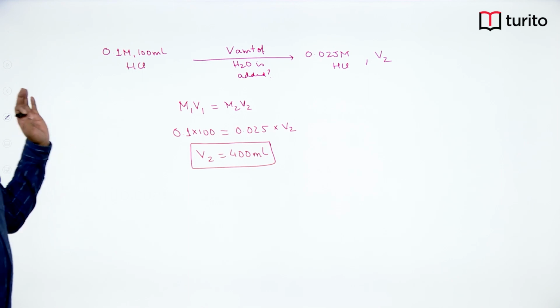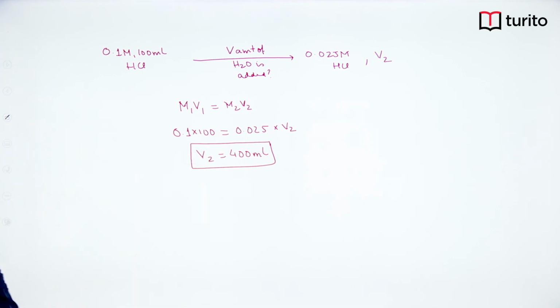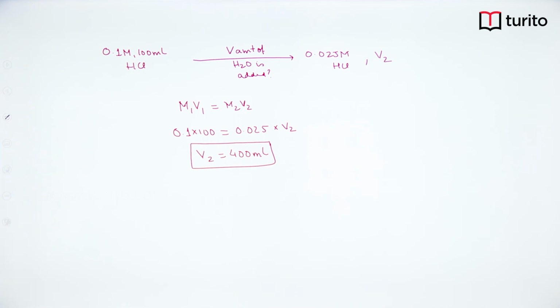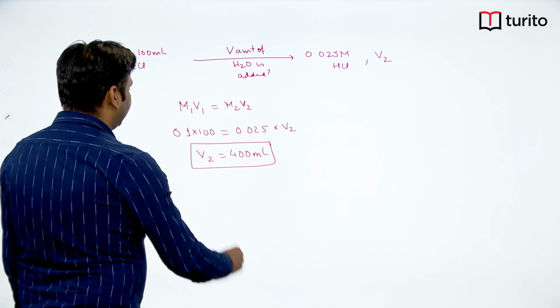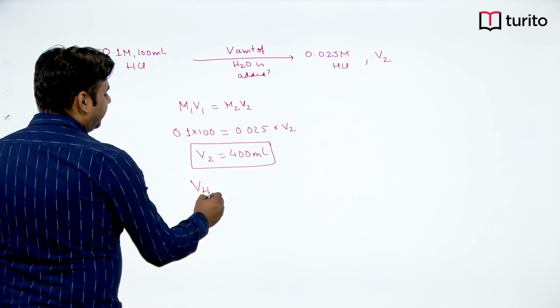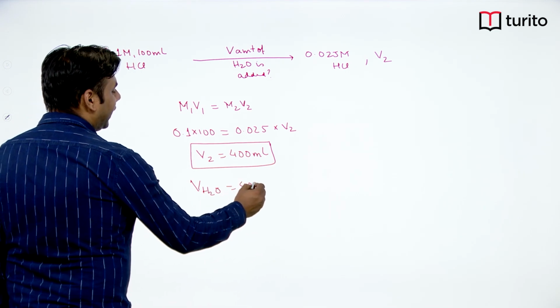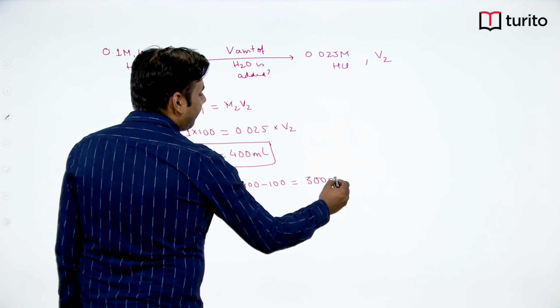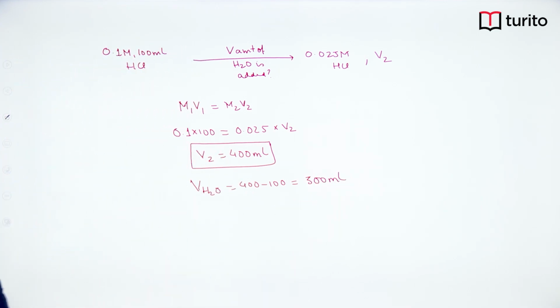So 100 ml solution initially was there. When we are converting it, we need to have 400 ml solution. So the volume of water added would be 400 minus 100, that is 300 ml. I hope this case is clear to everyone.